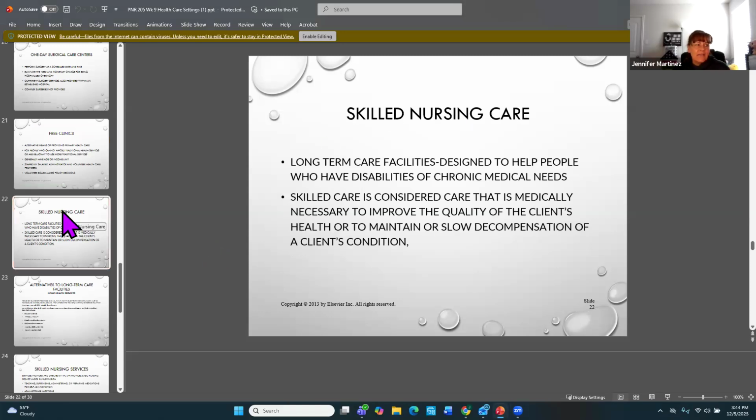And then we have skilled nursing care. So skilled nursing is usually provided as part of a long-term care facility. In order to have skilled care, it has to be medically necessary, to improve the quality of the client's health or to maintain or slow decompensation of a client's condition.